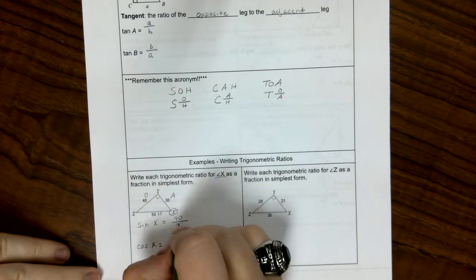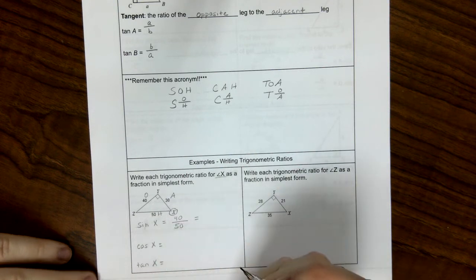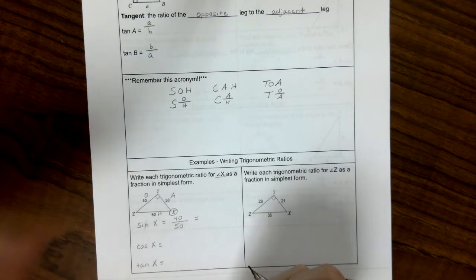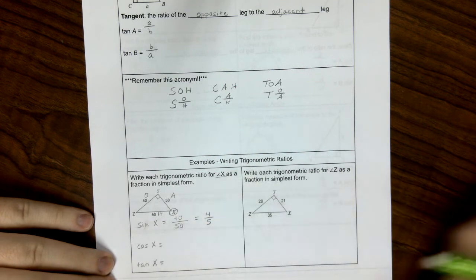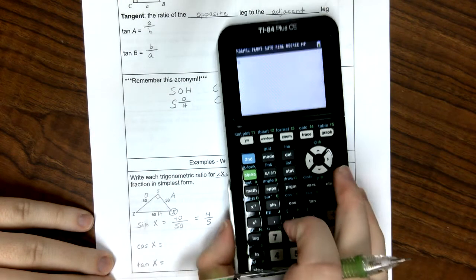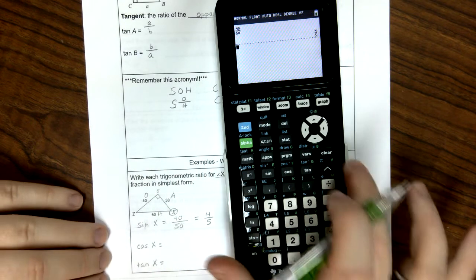So when you first set this up, you get 40 over 50. But we know that reduces. So I want you to go ahead and reduce it. That will reduce to 4 over 5. And of course, if you don't know that, you can use Wolfram Alpha, type in 40 over 50. Boom, there you go, 4/5.